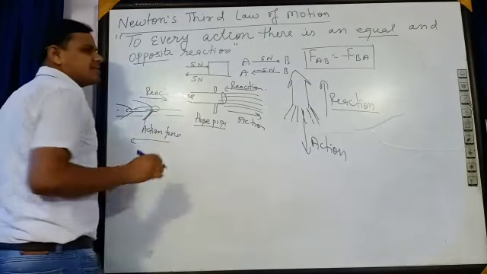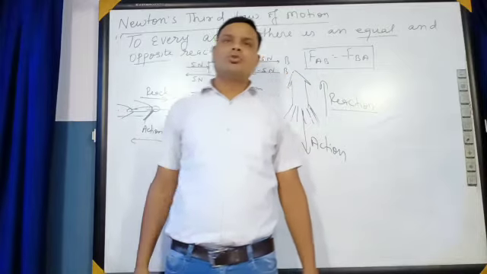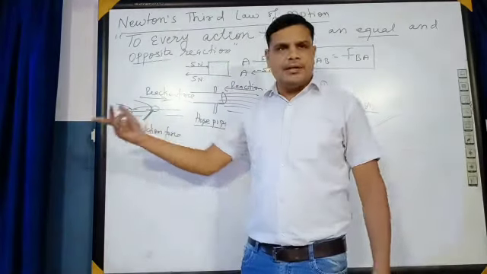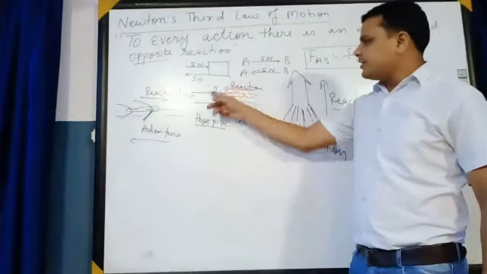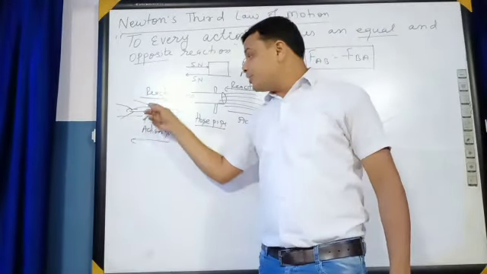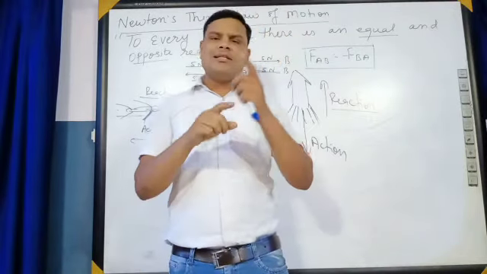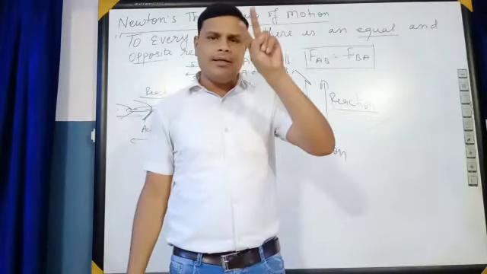That means from these examples we can say that action and reaction forces occur on two different bodies. See, it is body 1, it is body 2. Body 1 is water, body 2 is the human body. So action and reaction always act on two different bodies.